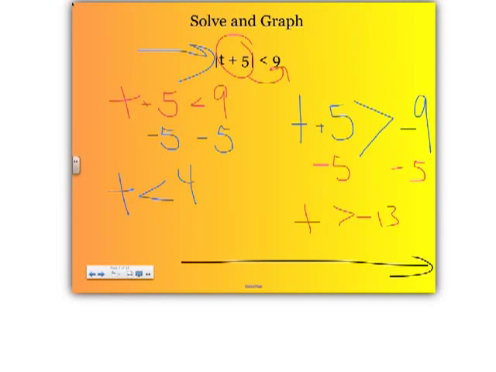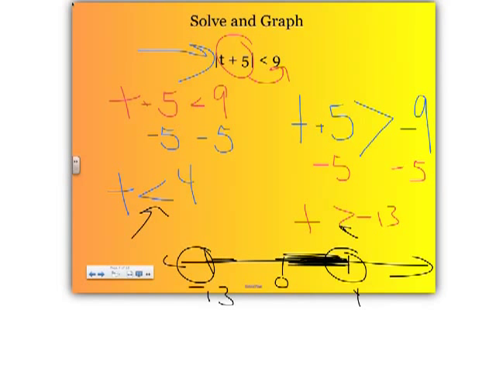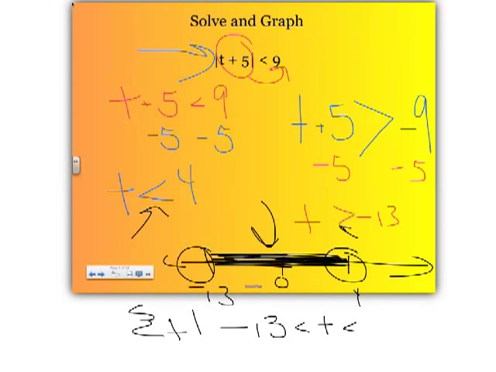So when I graph that, I'll have 0, 4, negative 13. We know we have open circles because there's no equal sign here. And everything less than 4 goes this way, and everything greater than negative 13 goes this way. Therefore, the graph of our solution is like this. And we can say that for all t, t lies between negative 13 and 4.